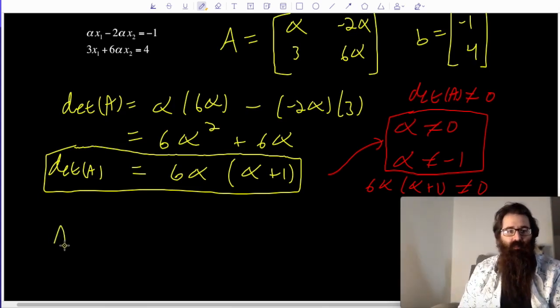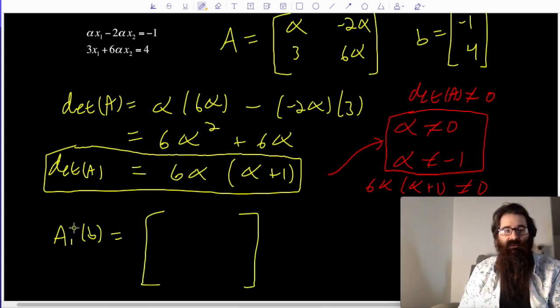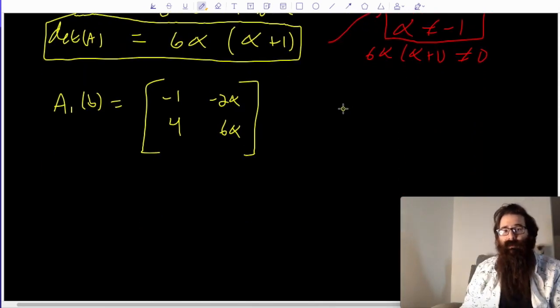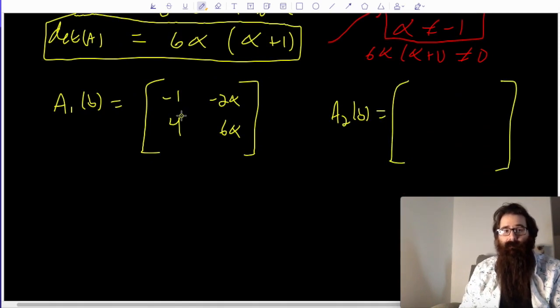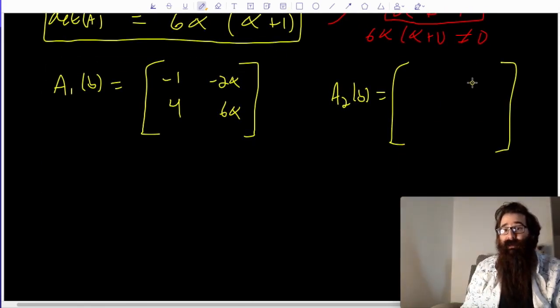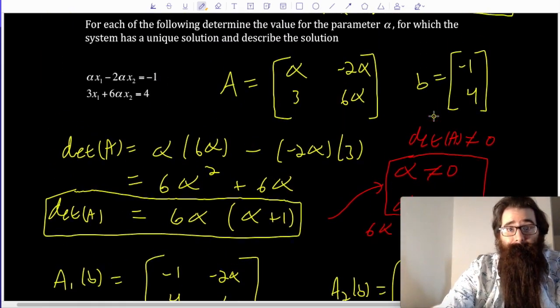Let's go ahead and build A sub 1 at B. So this means go to the first column, replace it with column vector B. Column vector B is negative 1, 4. The rest of the matrix stays the same, so the second column stays the same. Negative 2 alpha and 6 alpha. And then we can also build A sub 2 at B. Do this kind of alongside here, which means we'll go to the second column and replace the second column with column vector B. So negative 1, 4 in the second column. And then the first column of A should stay the same, which was alpha, 3.